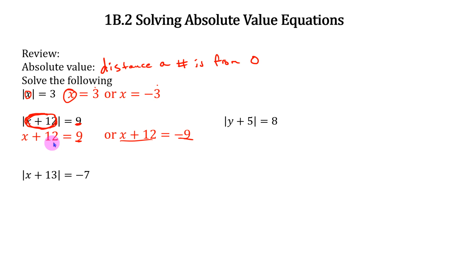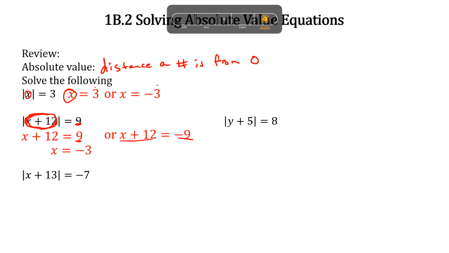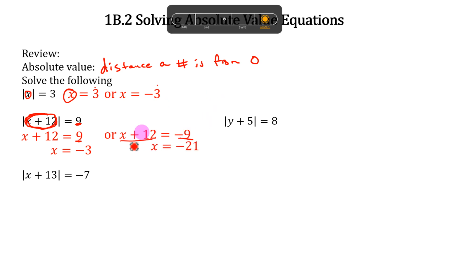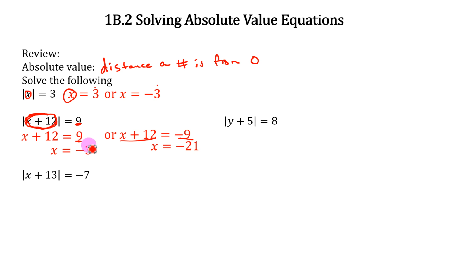So over on the left here, we're going to subtract 12 from both sides and get negative 3. Here we're going to subtract 12 from both sides and get negative 21. You need to check your answers. There will be answers that don't actually work. So negative 3 plus 12 is 9, and so that checks out. Now we try negative 21. Negative 21 plus 12 is negative 9. So the absolute value of negative 9 is in fact 9, so that also checks out.